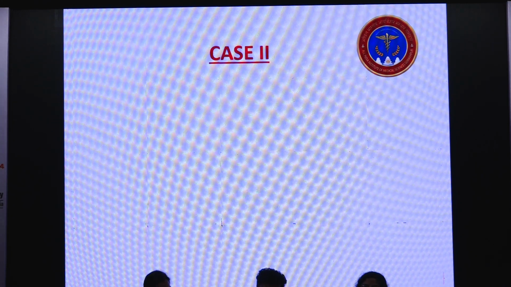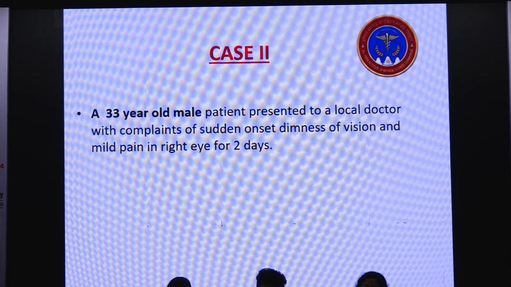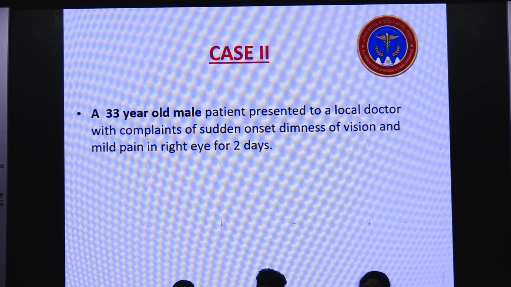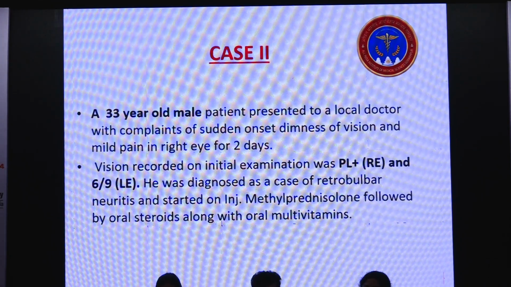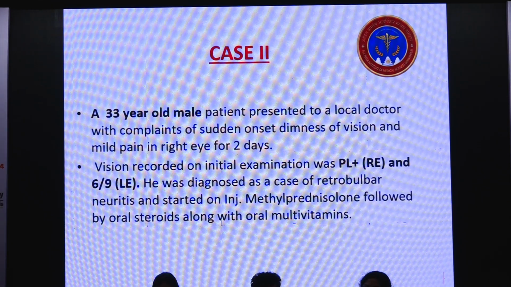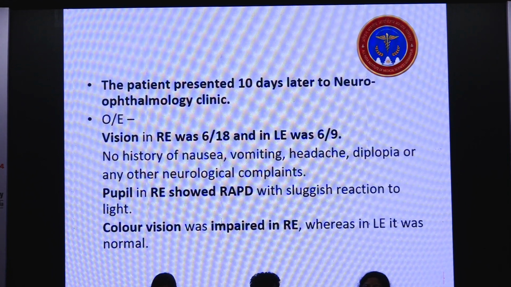Now coming to case 2, a 33-year-old male patient presented to a local ophthalmologist with complaints of sudden onset diminution of vision and mild pain in the right eye for 2 days. His vision was PL positive in the right eye and 6/9 in the left eye. He was diagnosed as a case of retrobulbar neuritis and was started on injection methylprednisolone followed by oral steroids along with oral multivitamins. But the patient was not very symptomatically better, so he consulted our neuro-ophthalmology department.